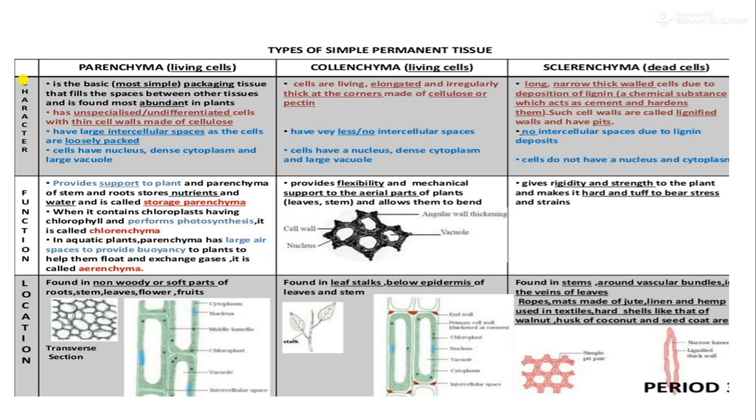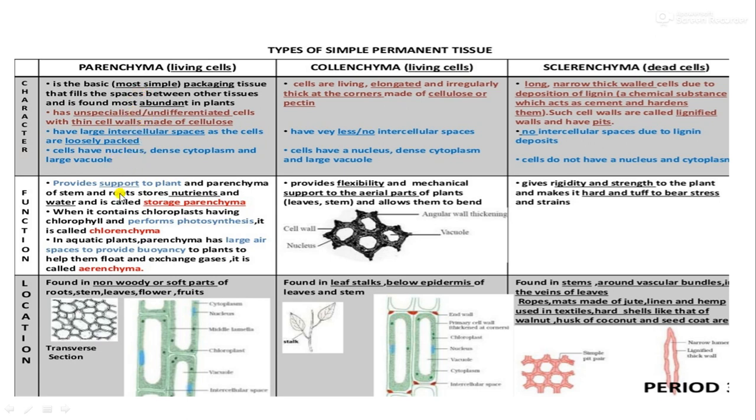Now what are the characteristics of the cells of this tissue? They have a nucleus, dense cytoplasm and a large vacuole. Here they resemble the meristematic tissue, with a prominent nucleus and dense cytoplasm, but the meristematic tissue cells lack a vacuole, whereas here a large vacuole is present in each cell. So this is about parenchyma.